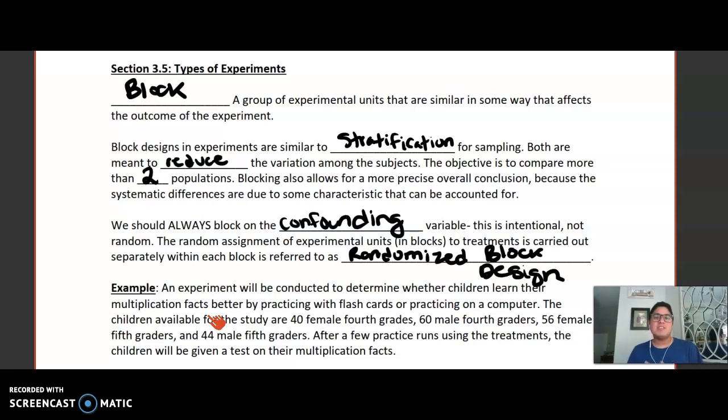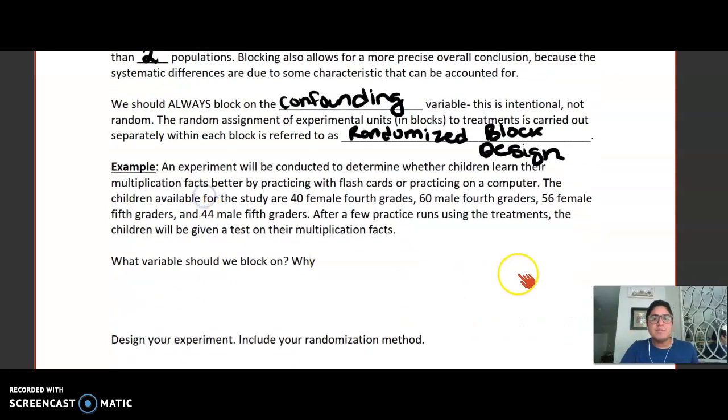The random assignment of experimental units in the blocks to treatments is carried out separately within each block, and we call this a randomized block design. So basically, I'm intentionally blocking, but then once I have my blocks, within both of my blocks, I'm going to carry out the completely randomized design. So let's take a look at an example question here.